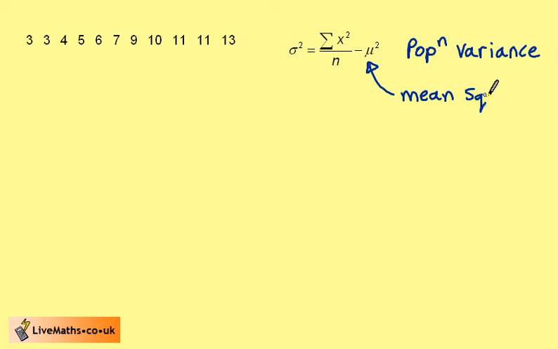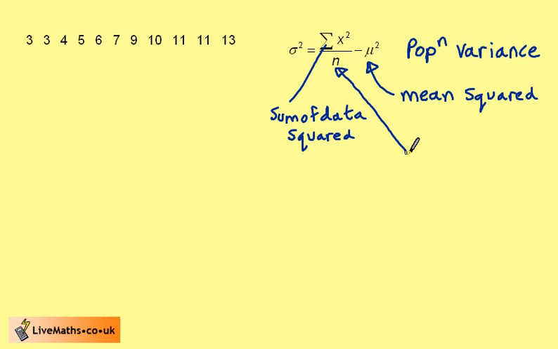Mu we know is the mean, and therefore mu squared is the mean squared. Sigma x squared means the sum of the data squared. What I mean here is that we square each piece of data and then add them together. The n is the number of pieces of data that we have. Once we appreciate this, we can see that the formula is much easier to work with than the formula appears when you first look at it.